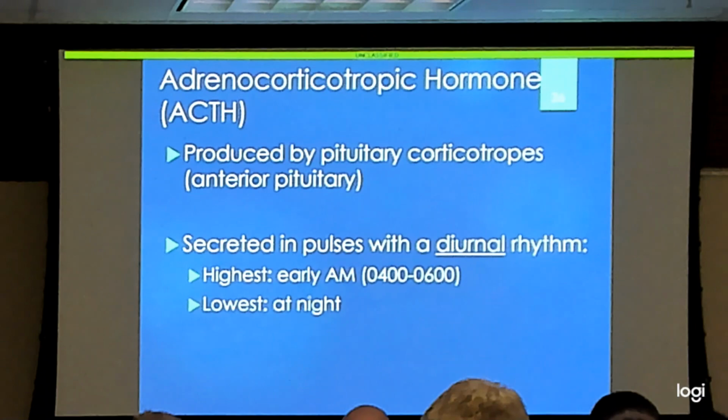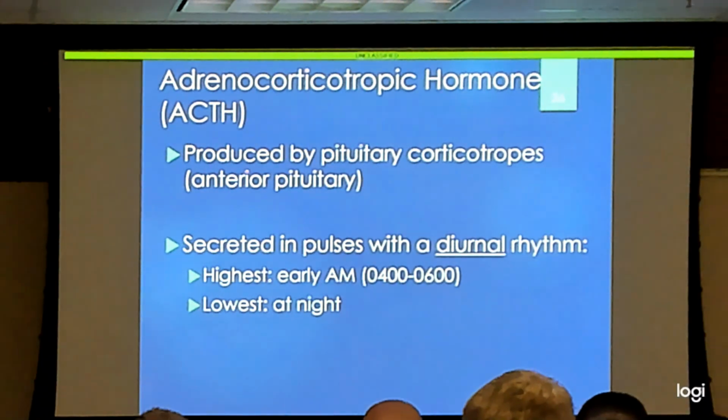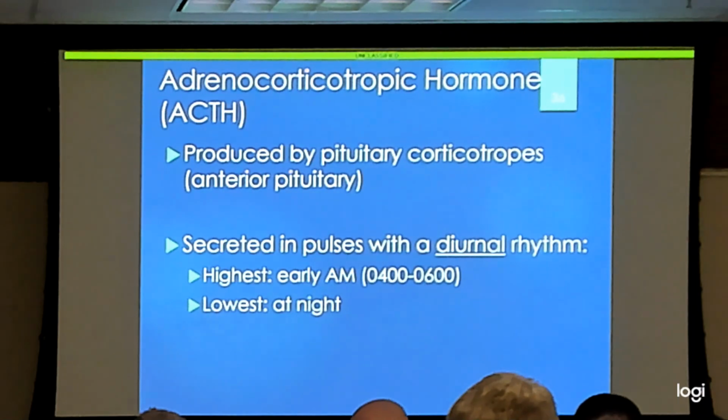So keep in mind growth hormone. How is growth hormone released from the anterior pituitary? Exactly, like 8 to 12 pulses per day. That is not diurnal. Note to self. Okay, so ACTH is highest in early morning, lowest at night.